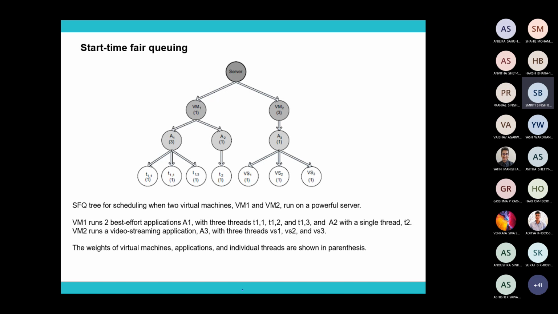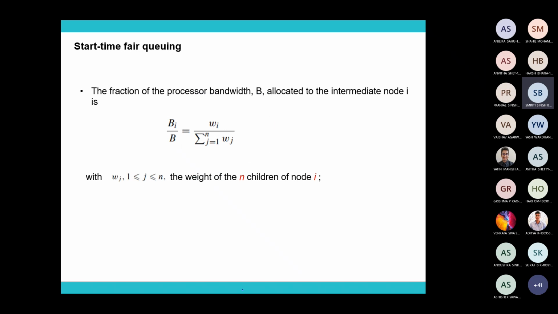Now look at the A1 application. Each application might have several threads. That is what is represented here, T11 and so on. These are the 3 threads, and each will be given a different weightage. According to the weightage only, that much amount of CPU share will be allocated. Now how it will be scheduled is based on the start time, that is, start time fair queuing.